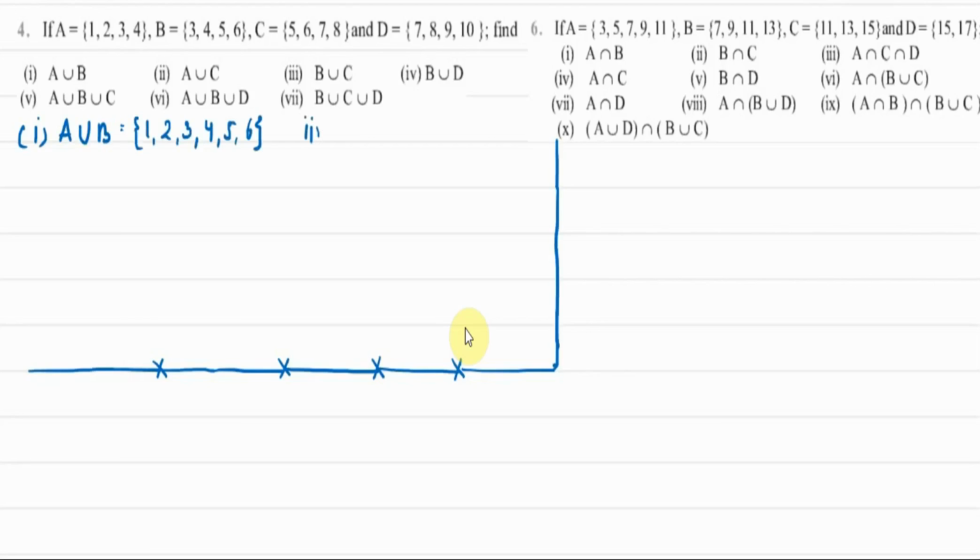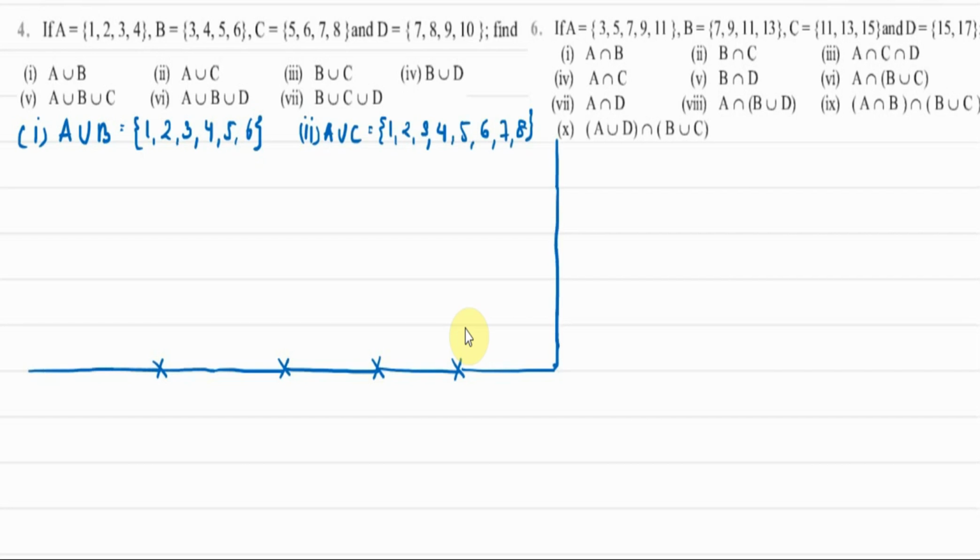Second part, it says find A union C. A union C will have all the elements in A and C. So A has elements 1, 2, 3, 4, so we'll write that down: 1, 2, 3, 4. Set C has elements 5, 6, 7, 8, so 5, 6, 7, 8. This becomes our A union C.